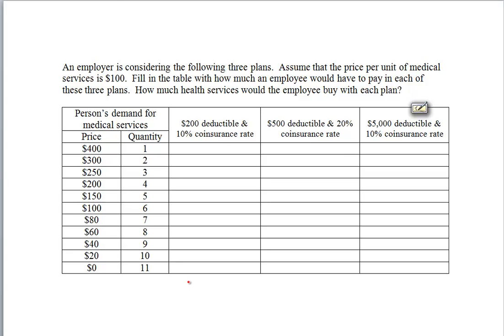Notice for the first one, we have a $200 deductible, $100 price. First 2 units have to be paid out of pocket. So 100, 100. After that, we can take 10% times the $100 price. That's $10, isn't it? So after that, 10% of 100 is $10.